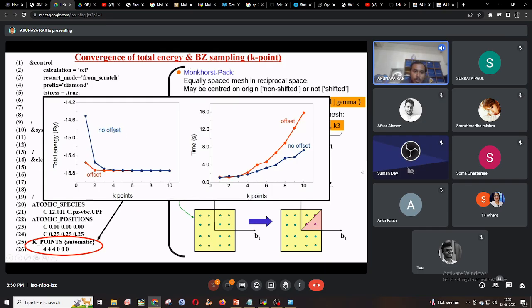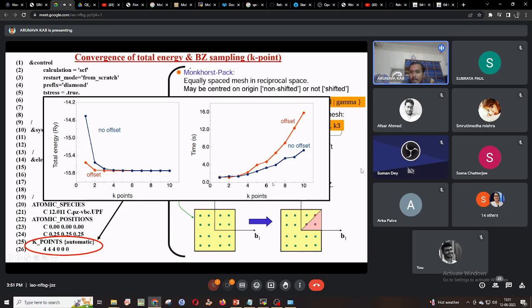Here are 2 graphs. One is no offset. No offset means 0 0 0, and offset means 1 1 1. So you can try to put both 0 0 0 and 1 1 1. What we have done is 1 cross 1 cross 1, 2 cross 2 cross 2, 4 cross 4 cross 4, and continued to 10 cross 10 cross 10. What we observe is that after 6 cross 6 cross 6, the total energy does not change if we increase the K points.